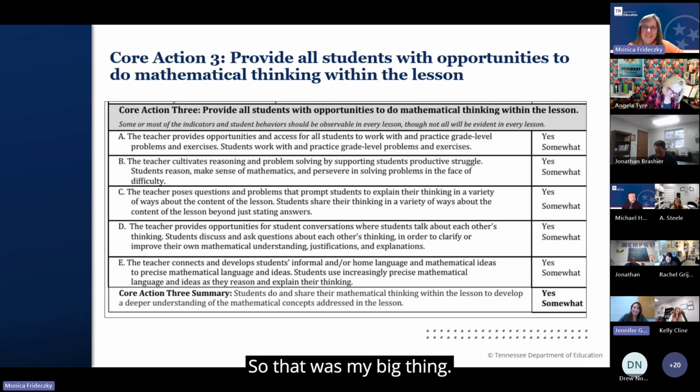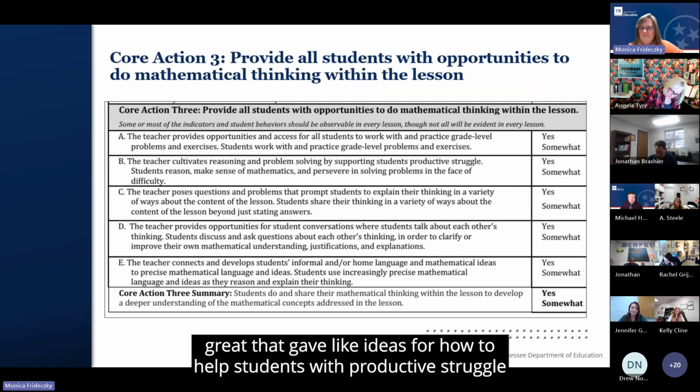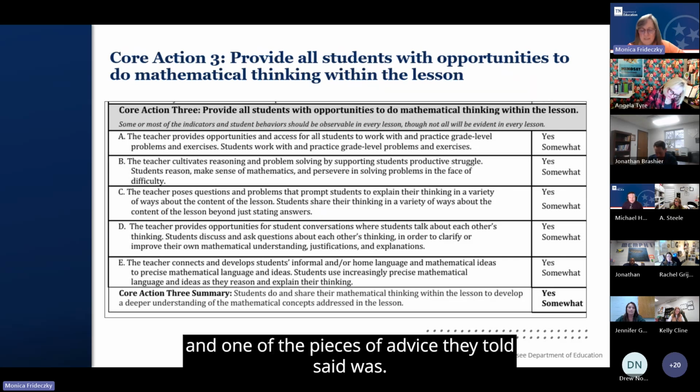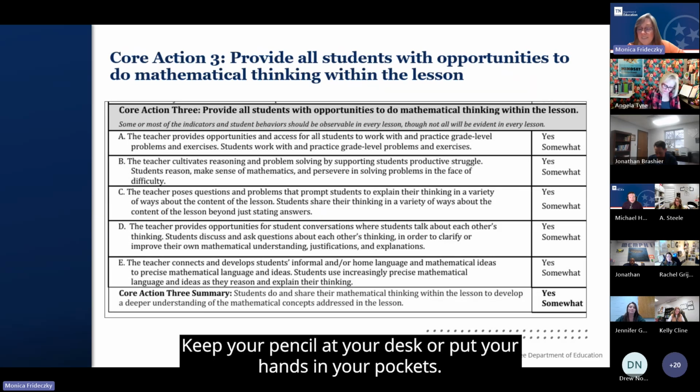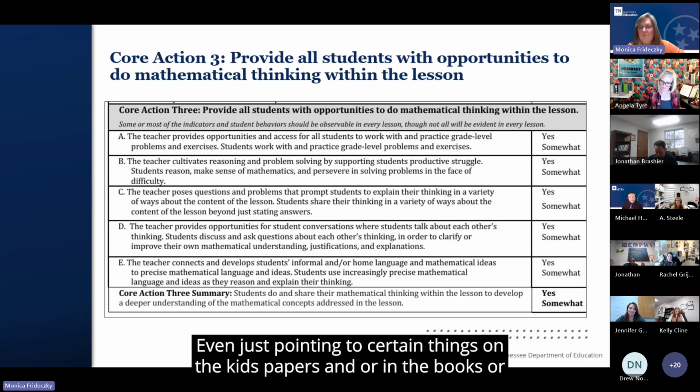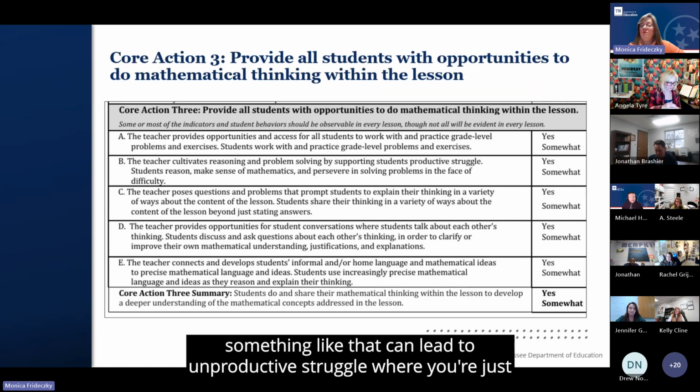Very big thing. Yeah. I heard you say something about sit on your hands. Yes. There was an NCTM article that was really great that gave ideas for how to help students with productive struggle. And one of the pieces of advice they said was leave your pencil at your desk or put your hands in your pockets. Even just pointing to certain things on the kids' papers or in the books can lead to unproductive struggle where you're just feeding them the information.